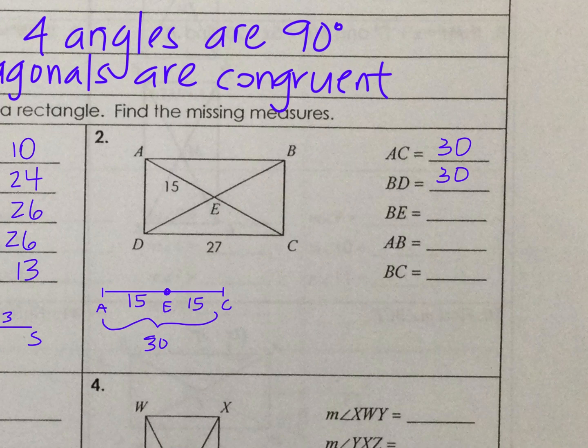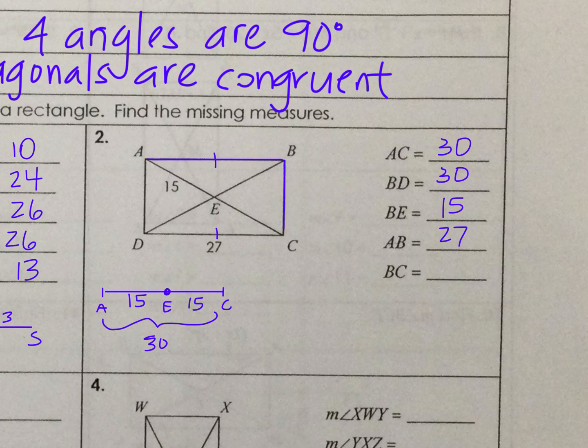Let's see, BE. Well, it's just half, it's just that little piece. So it's the same as that one, it's 15. AB is the top, it matches the bottom, 27.